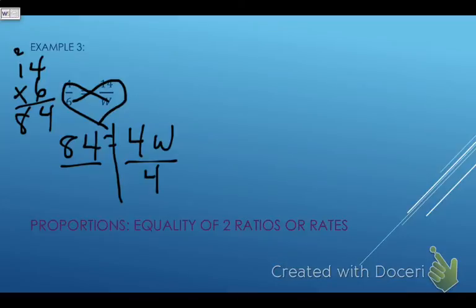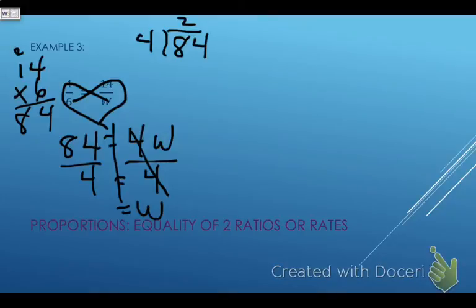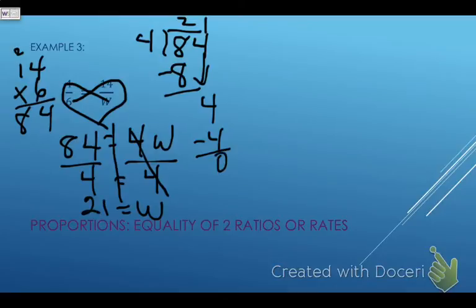That's our equation. In order to solve for it, since this is 4 times W, we want to do the inverse, which is divide. 4 divided by 4 is 1. So we have W equals, and we have to divide this side by 4, so 84 divided by 4. 4 goes in 8 twice, 4 times 2 is 8, drop the 4, 4 divided by 4 is 1. Okay, that's 0. So we are saying 21 equals W.